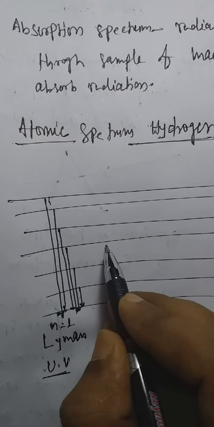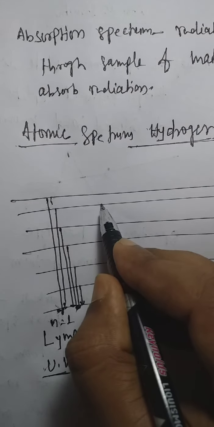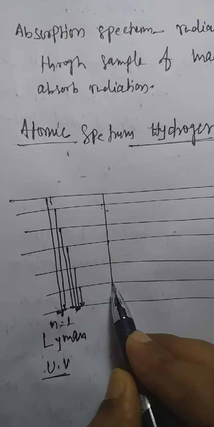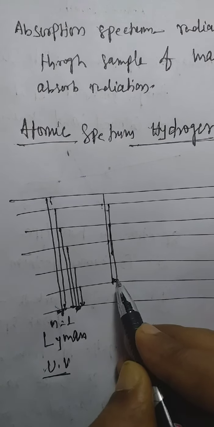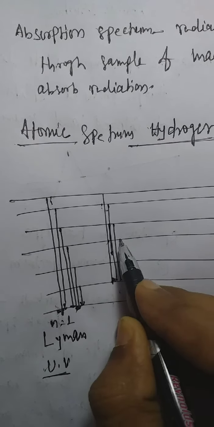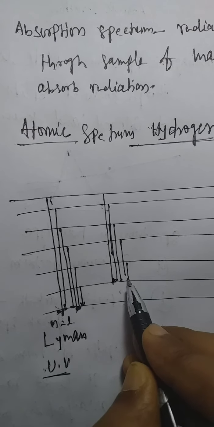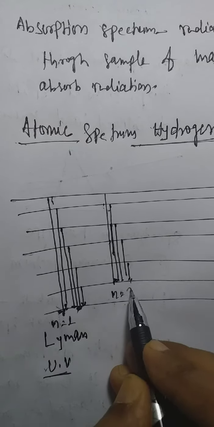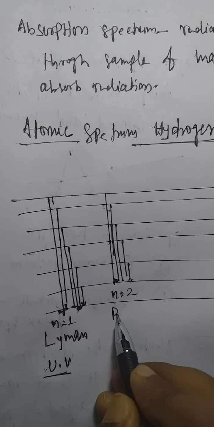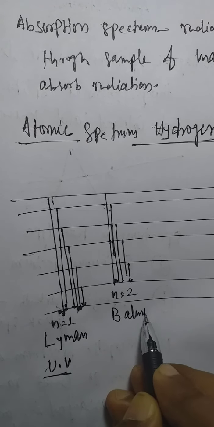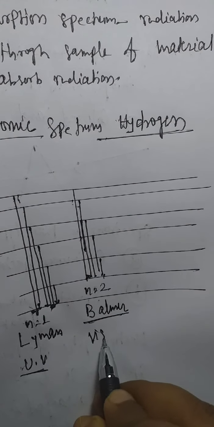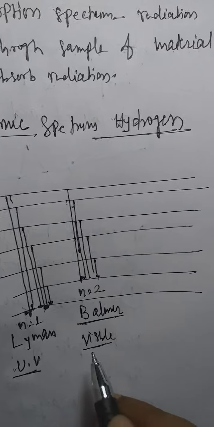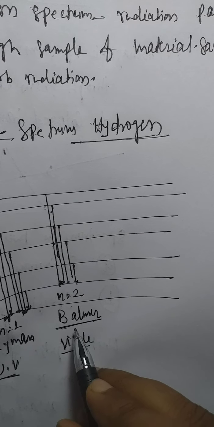Next, when spectral lines fall from infinity to the second shell, like n equal to 2, this is called the Balmer series, and this series is in the visible spectrum. It is observed by our eye. We recognize the colors here.